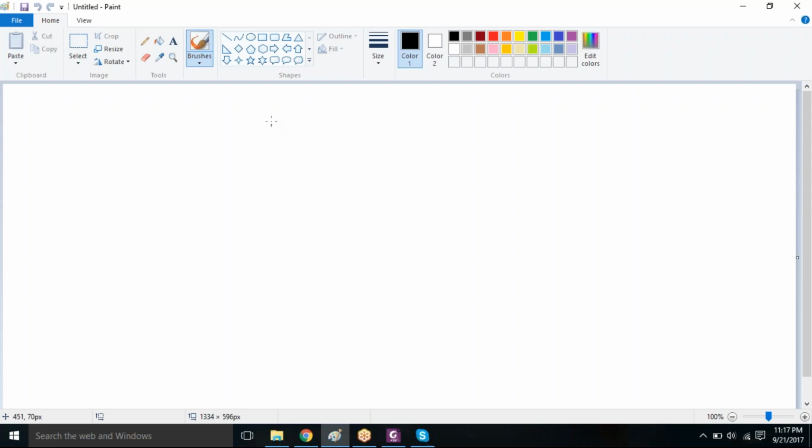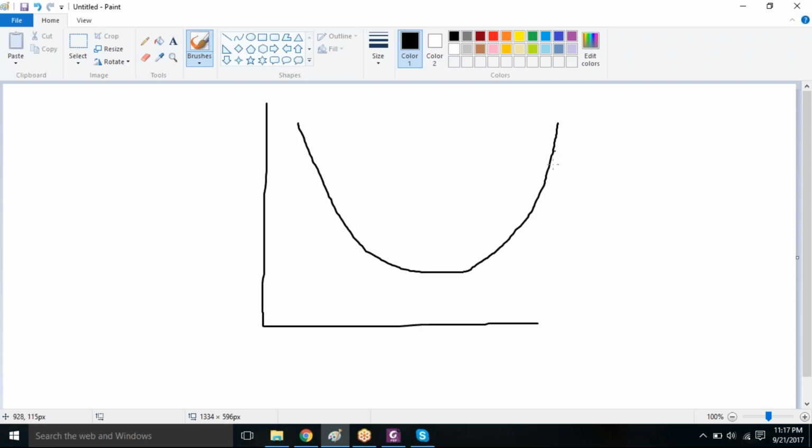Just one last thing which I wanted to tell you, that if this is the cost function, this is the cost function, and this is the iteration which I was telling. This already we have seen this, right?